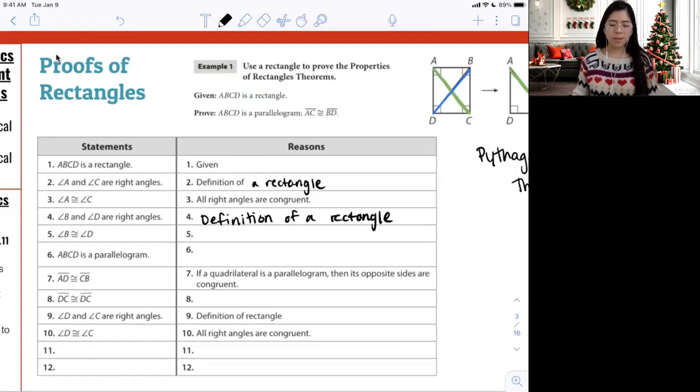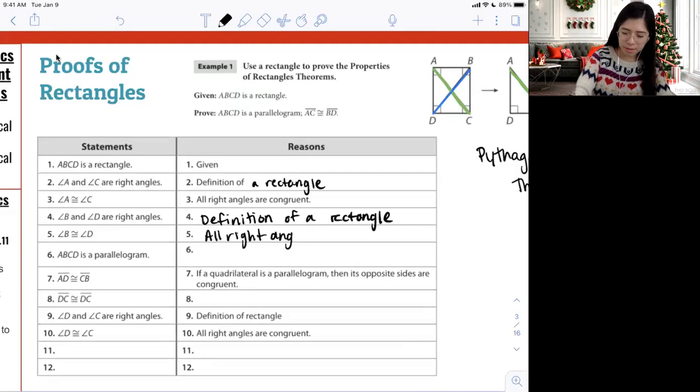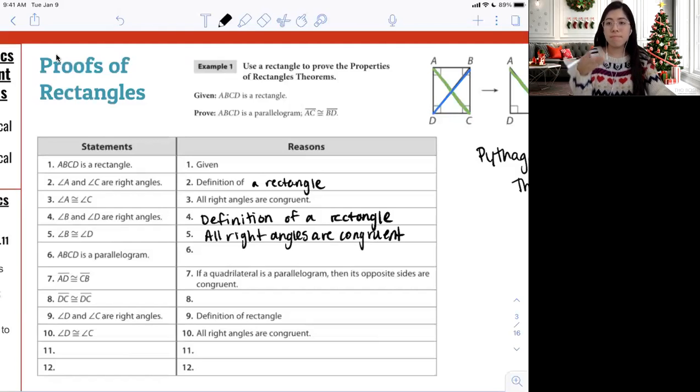And how do I know that angle B is congruent to angle D? Because they are right angles. Look back. Good, Emily. All right angles are congruent. Again, kind of obvious, but it is something that comes up. You might see it come up. It's just something you explain. Okay.